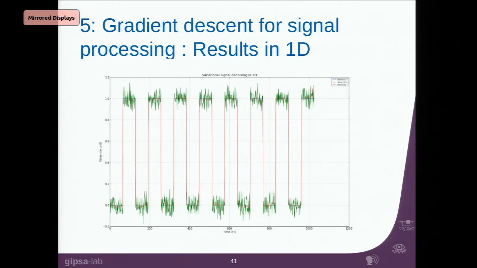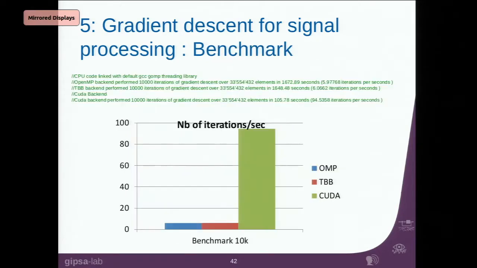So okay, this algorithm is a very simple example of what you can do in signal processing. And here again, with the 3 backends, we compared how many iterations we were able to do with multiple backends. And with this simple example, we were able to see that, okay, if you do 1D signal processing, it's really interesting to use CUDA. At least you can be sure that it's interesting.